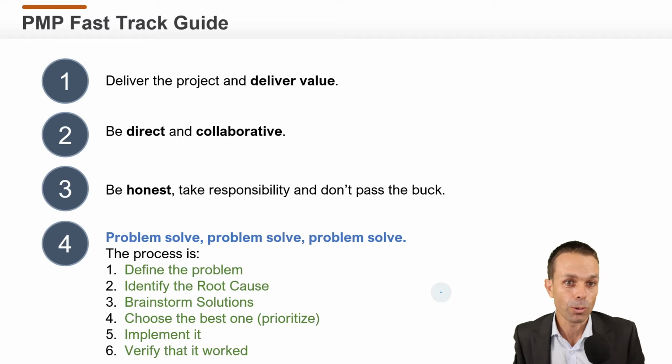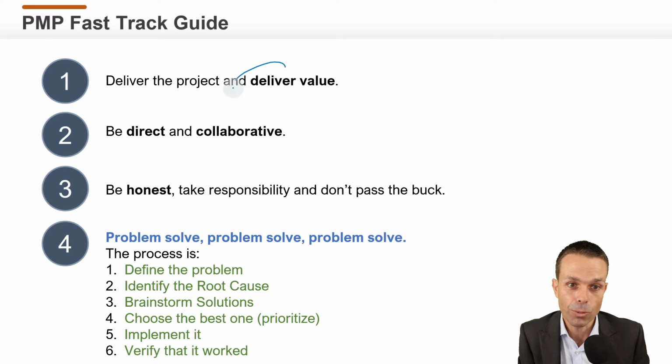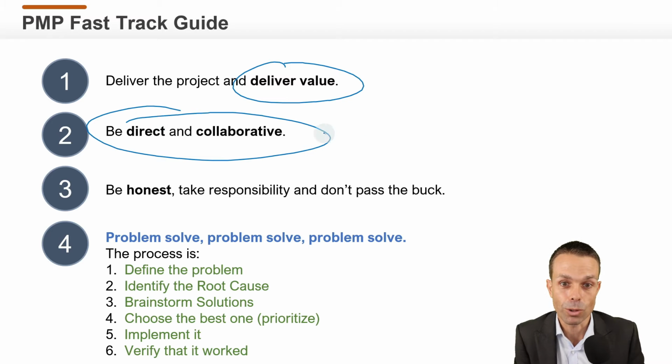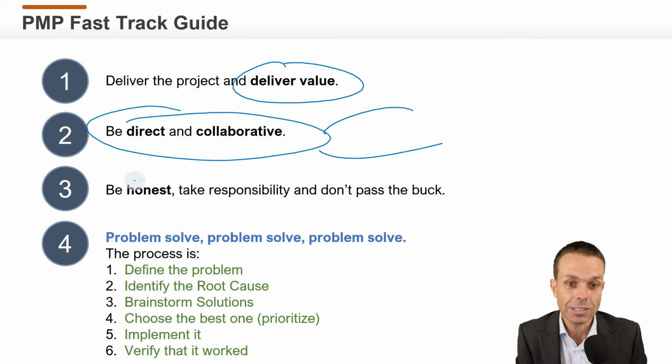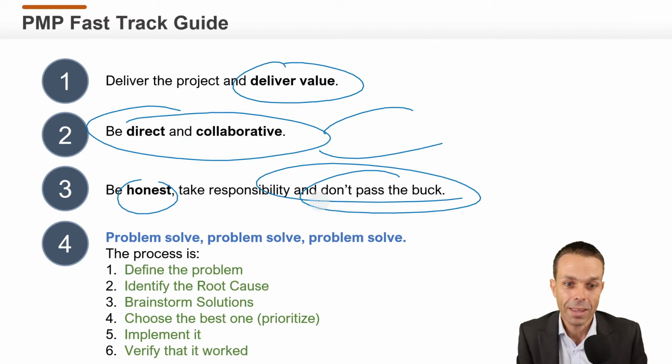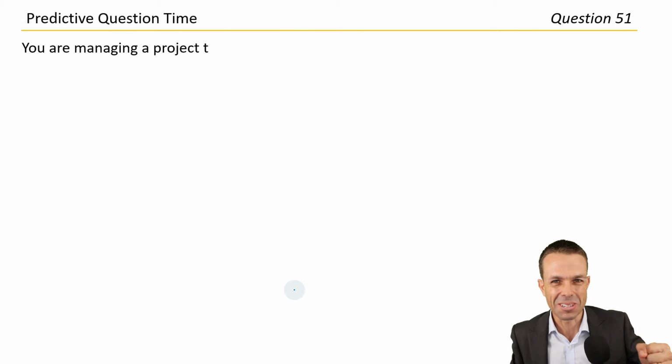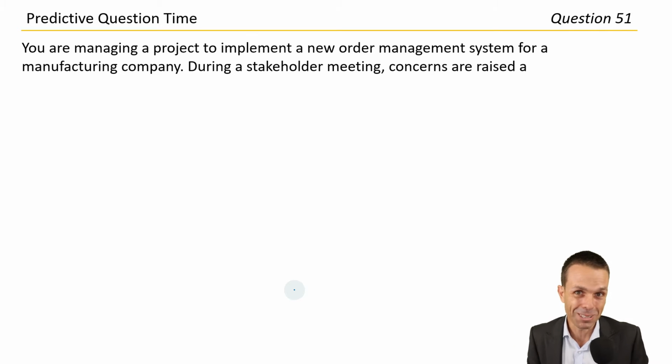And then also, we want to make sure that we're delivering value. Be direct and collaborative in our responses. Don't go around the issue. Be honest and don't pass the buck. And problem solve, problem solve, problem solve. Identify the real cause, identify the real problem. Now that is a great bunch of tips to get us started. Let's get into these questions. This is going to be a whole bunch of fun.